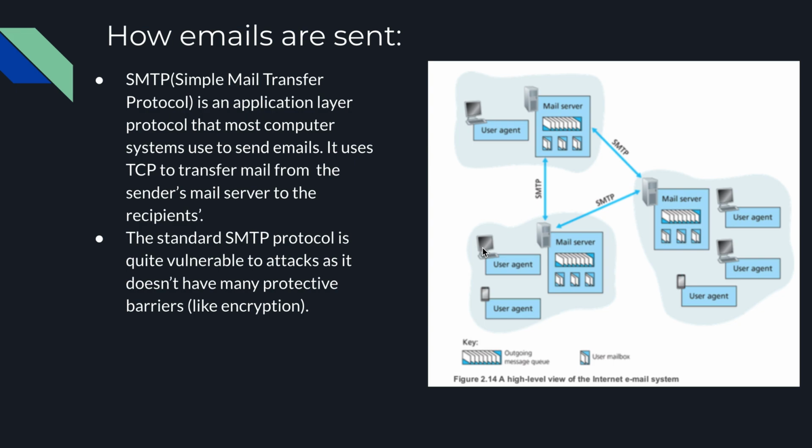How exactly were these emails sent? Well, most computer systems use SMTP. SMTP stands for Simple Mail Transfer Protocol. SMTP is an application layer protocol that uses TCP, which stands for Transmission Control Protocol, in order to transfer electronic mail from the sender's mail server to the recipients. Although SMTP is a good tool for sending emails, it is a bit archaic when it comes to safety or security. The standard SMTP protocol can be quite vulnerable to attacks as it doesn't have many major built in protective barriers to protect users from potential attacks.